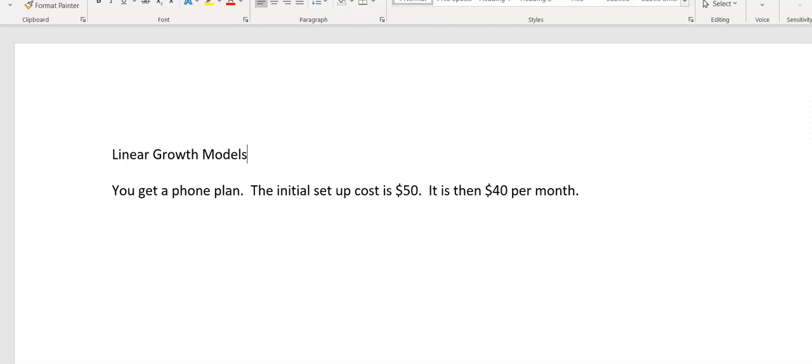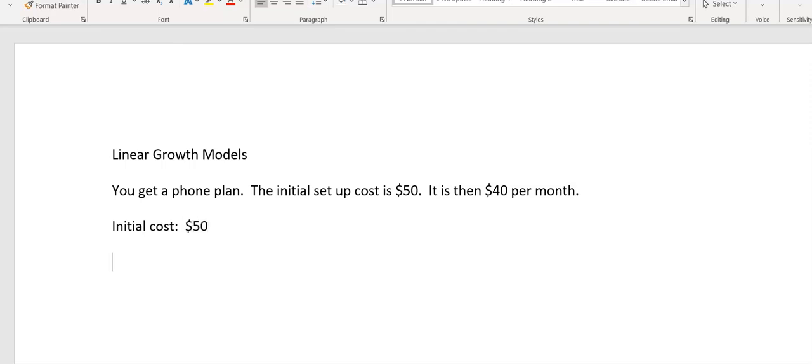You get a phone plan. The initial setup cost is $50 for the plan, and it is then $40 per month. Well, let's just calculate the cost on a monthly basis. So starting with our very first cost, our initial cost of the phone, we're going to pay that $50 setup fee.